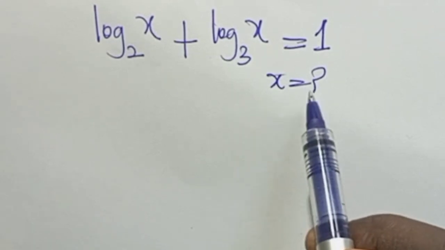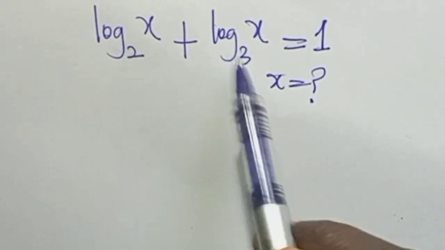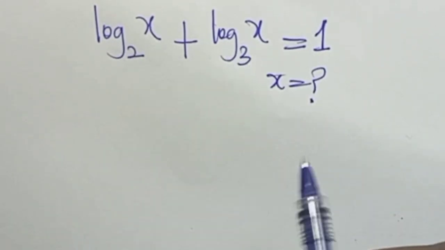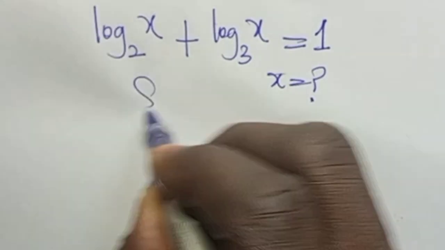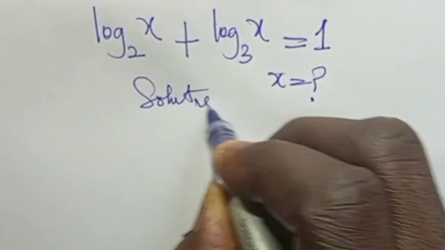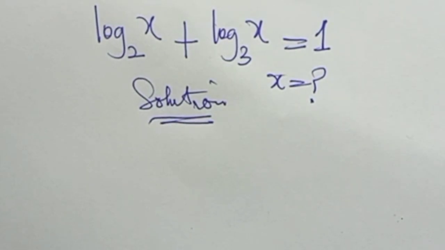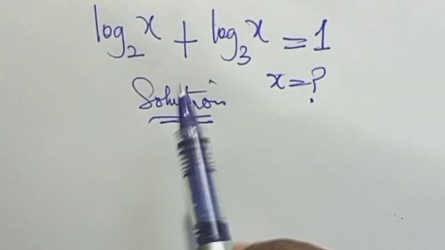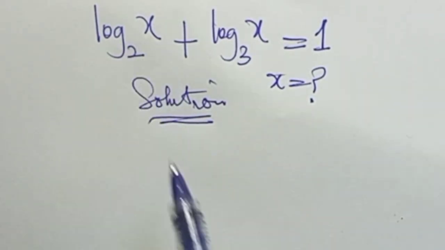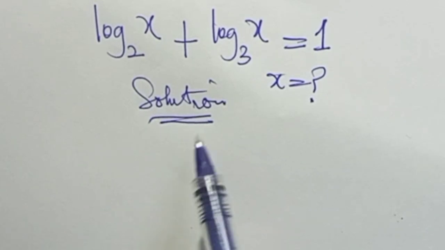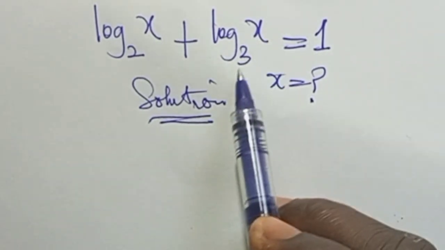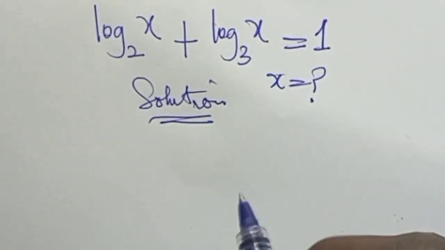X is the unknown, but we can see that the bases are different. So we are going to solve together by saying solution. And here we are going to use two methods. The first method, we use log x to base 2 as the subject of the formula, and the second method, log x to base 3 will now be the subject of formula.